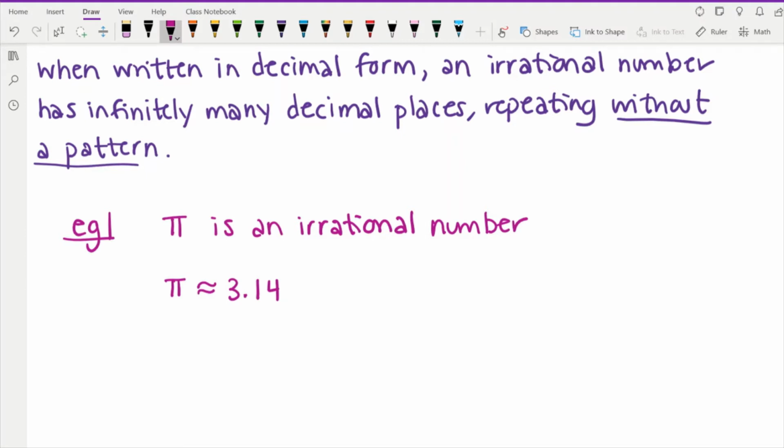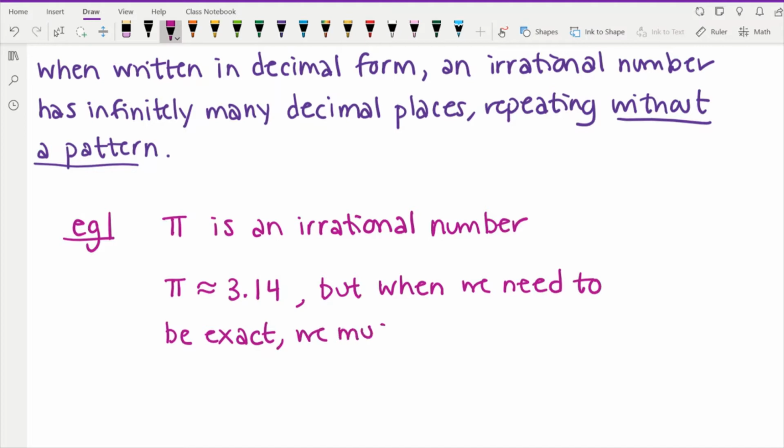It has so many different digits. And so even though we can say that pi is approximately equal to 3.14, when we want to be exact, we have to just write the symbol pi. But when we need to be exact, we must just write down or use literally the symbol pi.